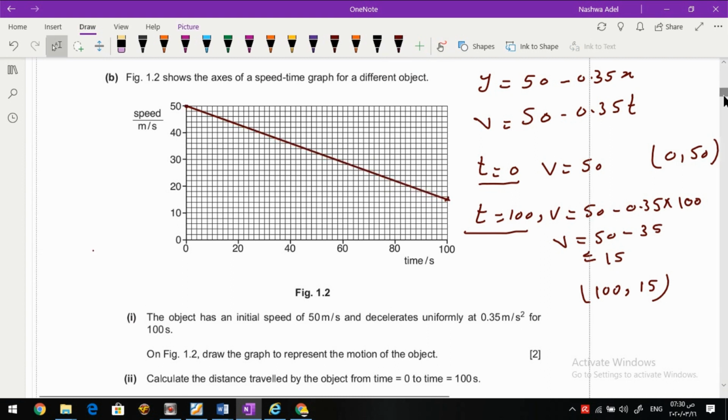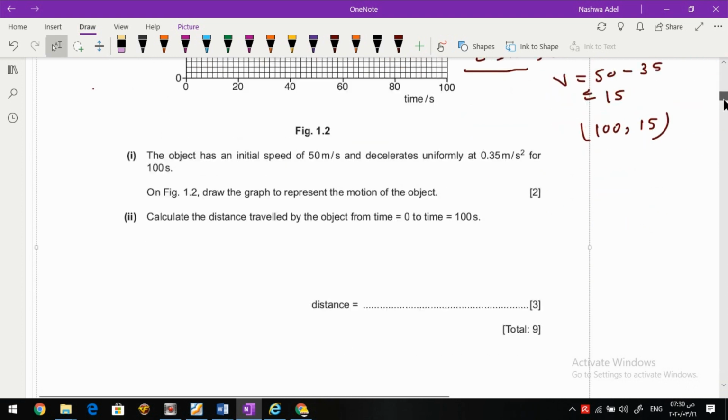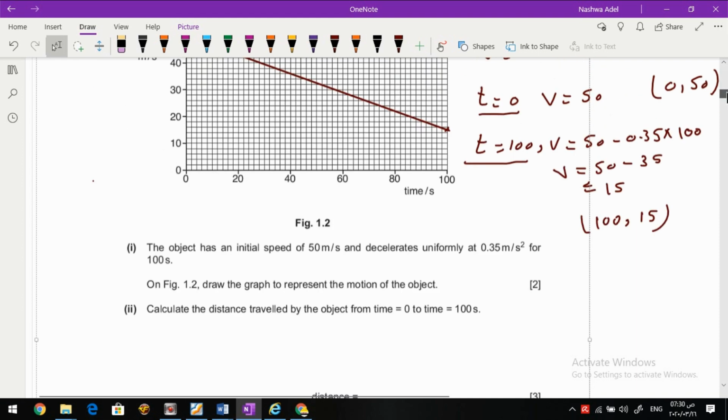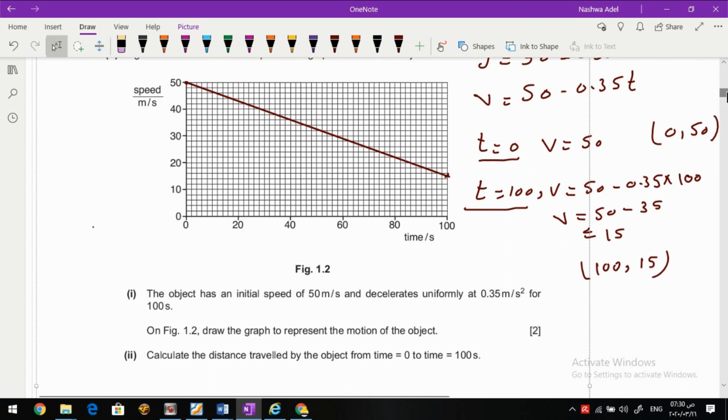Next point. Calculate the distance traveled by the object from t equals 0 to time equal 100 seconds. So we want to calculate the distance. This is the speed-time graph, so we have to calculate the area under the graph. Let's get back to the graph again. We have this shape like this, and we need to calculate this area.